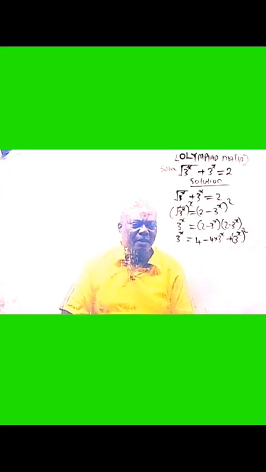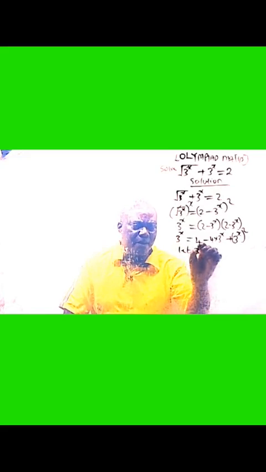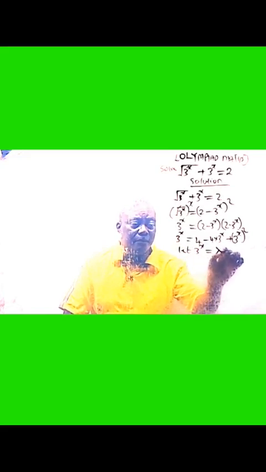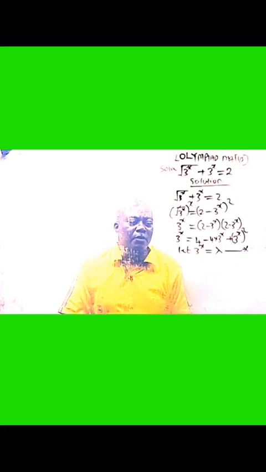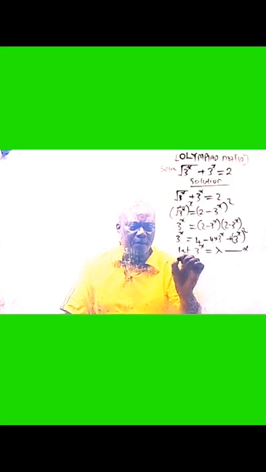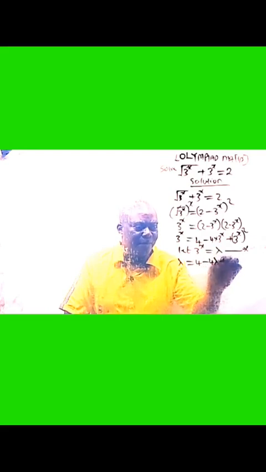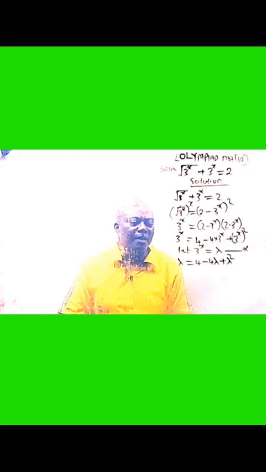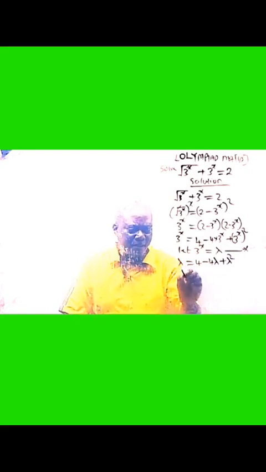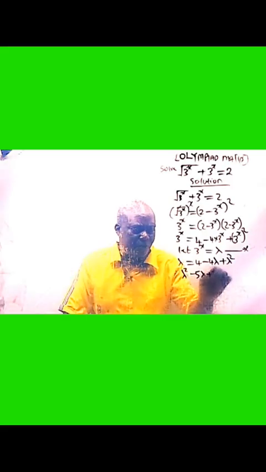So it looks somehow complicated. Now let 3 to the power x be equal to something. Let's call it lambda. So let us replace now. We have lambda equals to 4 minus 4 times lambda plus lambda squared. If we rearrange this one, you're going to get lambda squared minus 5 lambda plus 4 equals to 0. Yes, that's what you are going to get as the equation.